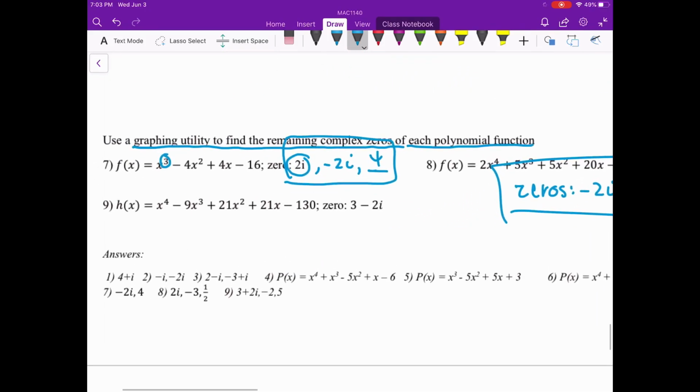And the same with this one. 3 minus 2i is one of the zeros. 3 plus 2i, and then this is degree 4. You need 2 more zeros that you can find once you do the graph.